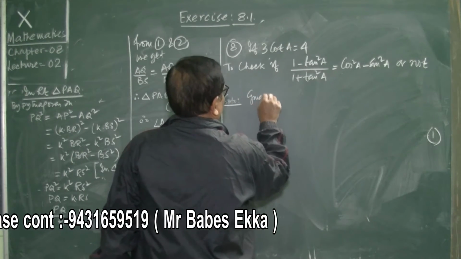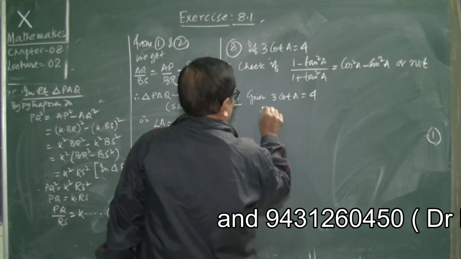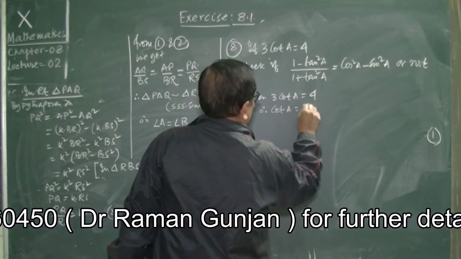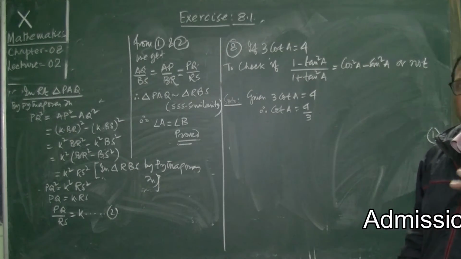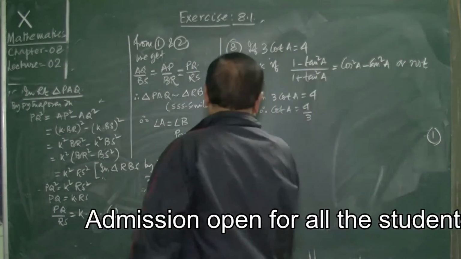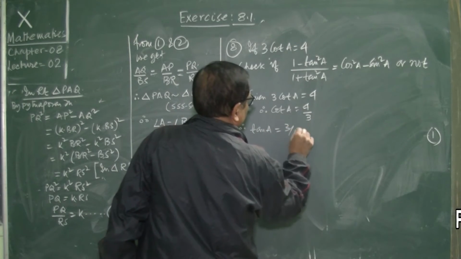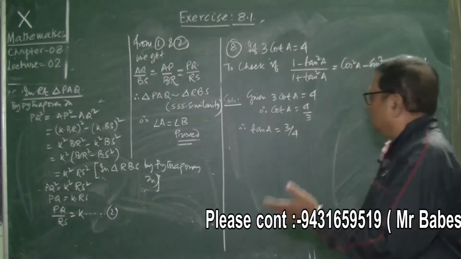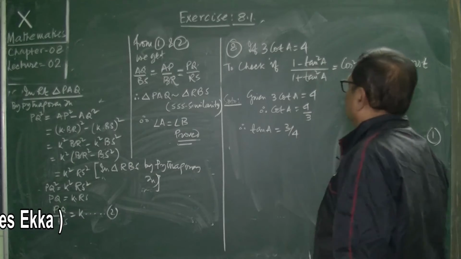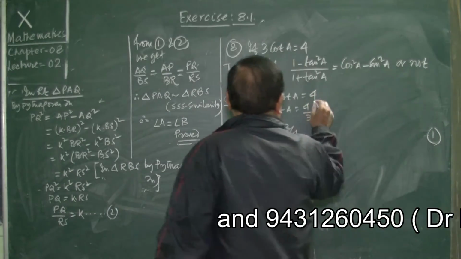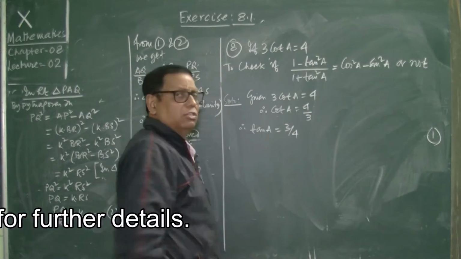Given 3 cot A equals 4, therefore cot A equals 4 by 3. Dear students, we know that cot is the reciprocal of tan. Therefore, tan A will be equal to 3 by 4. Because tan is the reciprocal of cot, we have used that very property, and 3 by 4 is the value of tan A.